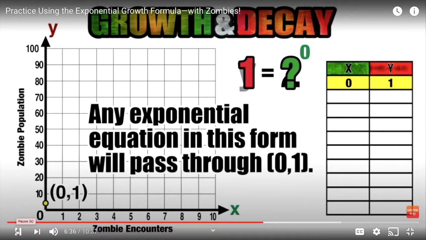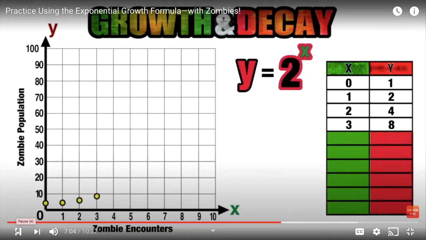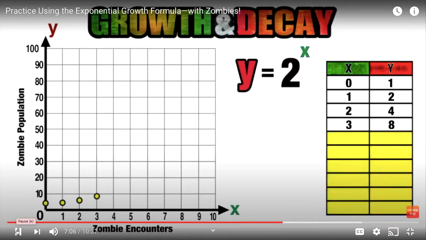So once that initial zombie has his first encounter with a human, our population grows to 2. After our second encounter, our population grows to 4. After our third encounter, 2 to the 3 power is 8, so our zombie population is 8. So now we can continue this process of inputting x values to find the corresponding y values so that we can see what other points our graph is going to pass through. And we can continue this process and complete our graph.